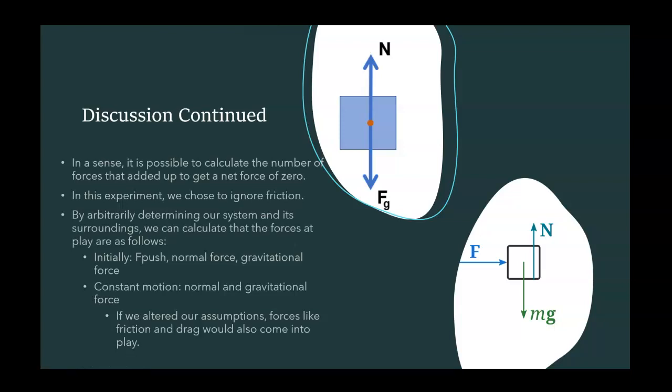And after a certain point, when the object has reached constant motion, the only forces acting upon the object are the normal force and the gravitational force. I would like to say, however, if we altered our assumptions, like including friction, the forces that would come into play would include friction and drag.